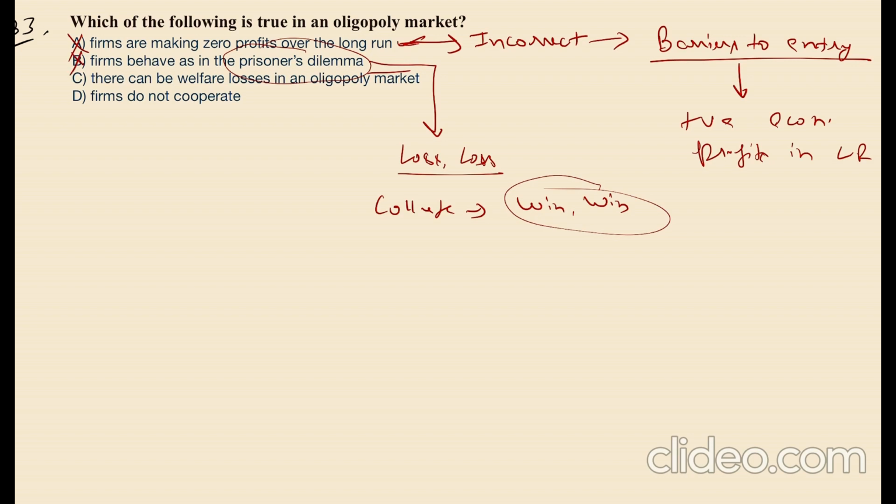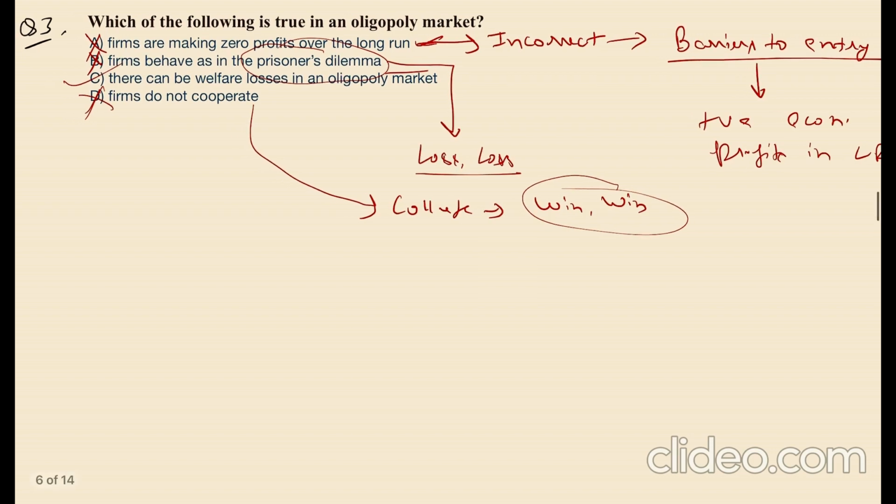Okay, option C, there can be welfare losses in an oligopoly market. Okay, before this, let us look at option D. Option D is firms do not cooperate. Now, we just discussed that there is collusive oligopoly where the firms collude. So this is not correct. Firms do cooperate sometimes. So naturally, then the correct option is option C. The correct answer is option C. But let us see what they're talking about.